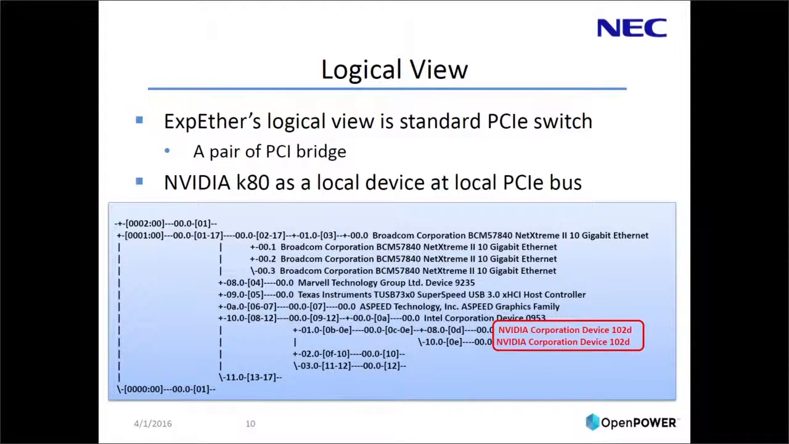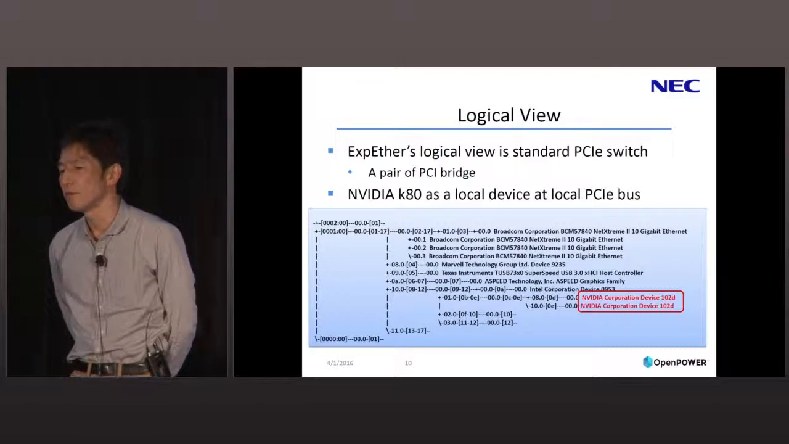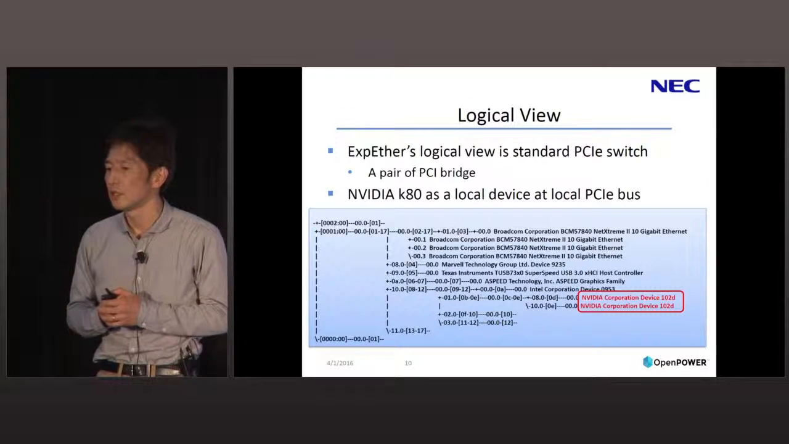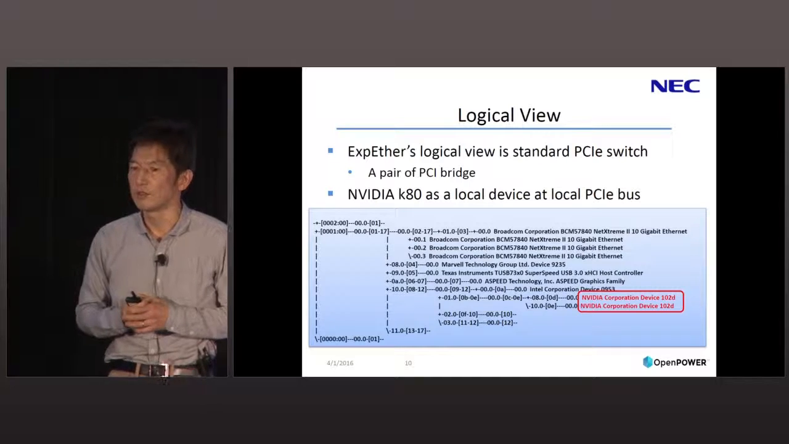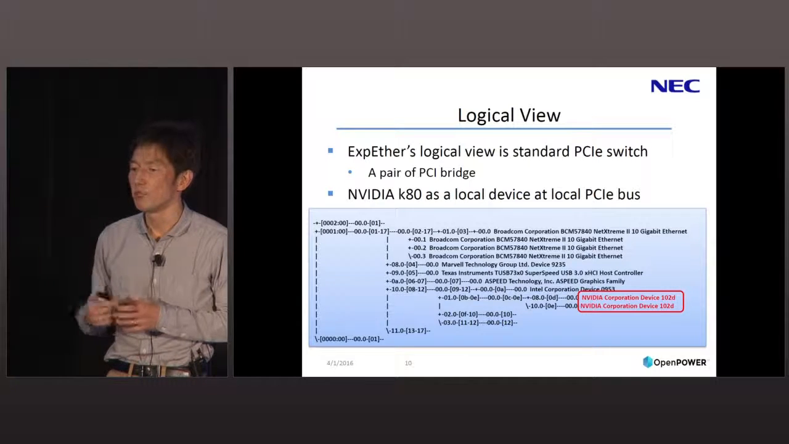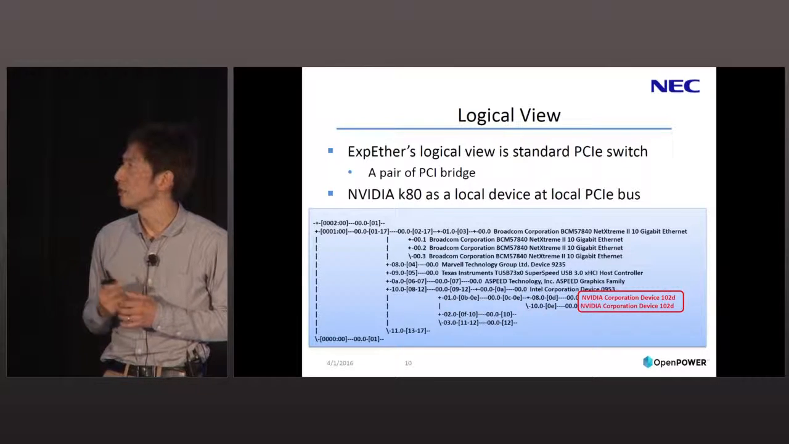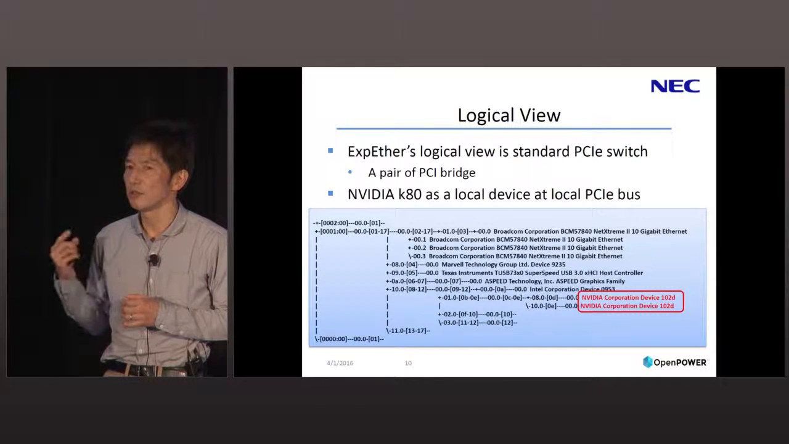As I mentioned, the logical software view is just a PCI Express switch. It is a pair of upstream PCI bridge and downstream PCI bridge. Ethernet is transparent, so that's why we can build up the experimental setup by using commercial products without any modification.